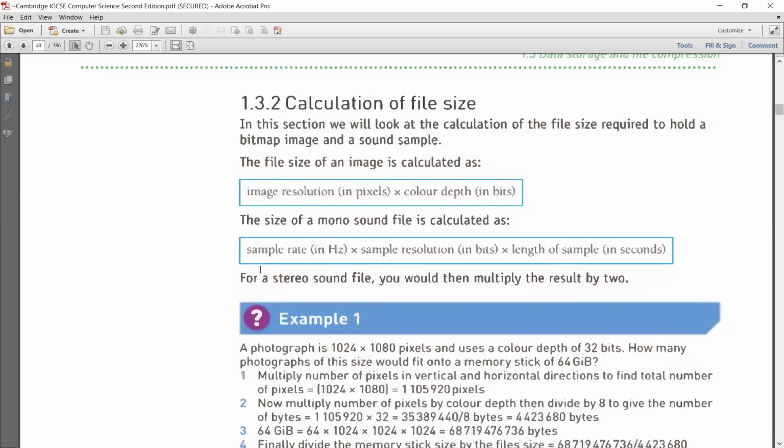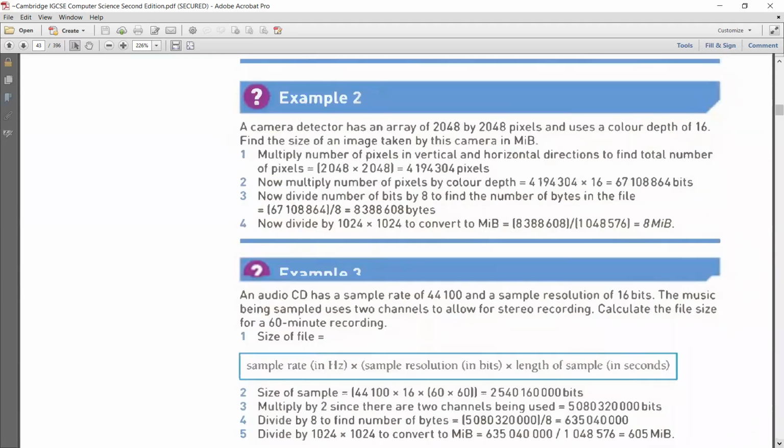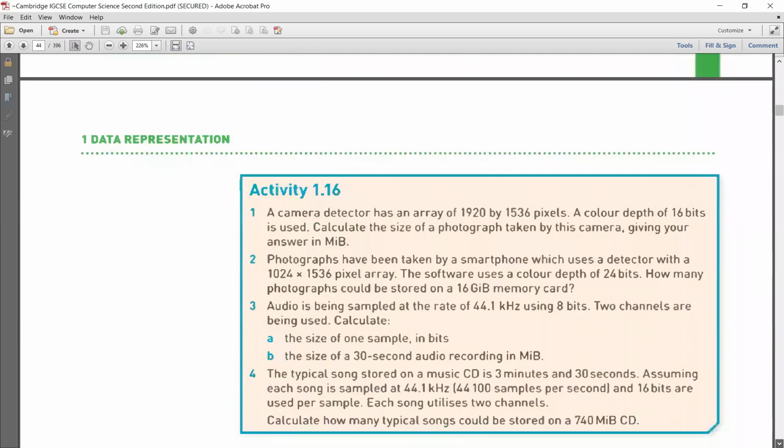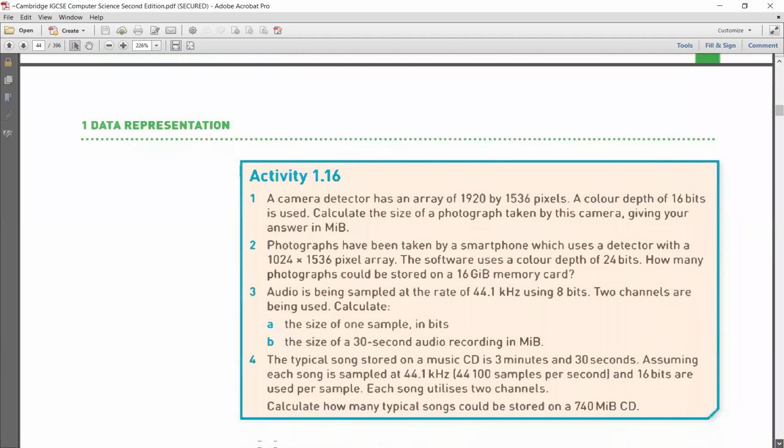Along with that, you can sometimes be asked about the size of a sound file, and you can see for yourself the formula is very simple. Sample rate in hertz, multiplied by sampling resolution in bits, and then the length of the sample in seconds. Remember, the unit is seconds. So if your question deals with minutes, then you have to convert the minutes into seconds to find the final answer, and then you will multiply all the values together to find the value for the mono sound file. And if it's stereo, then you have to multiply the result by 2, because stereo is a multiply-by-2 situation. And you can see the examples as discussed in the class. You can find questions from the past papers. You can even do the activities. And then definitely you will be able to have a good grip on this topic as well.